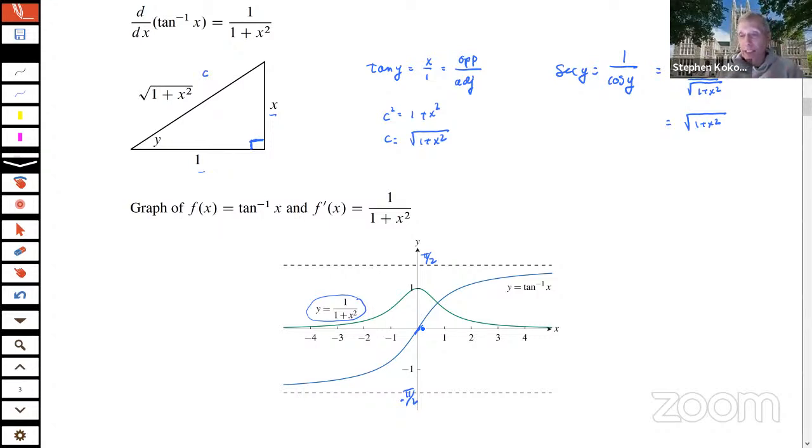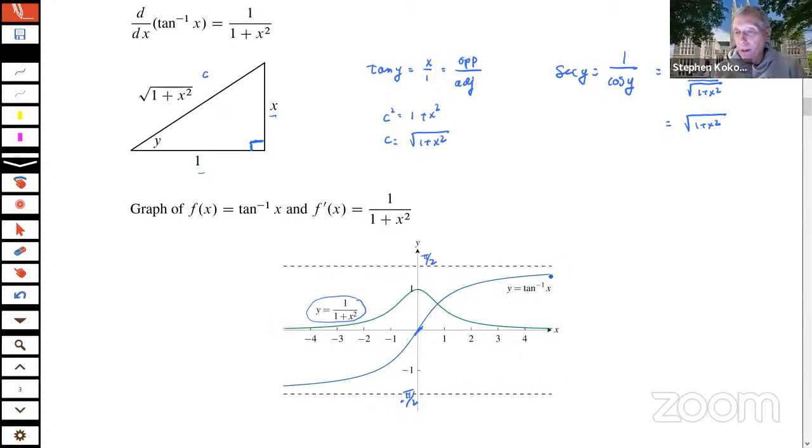That seems reasonable. As we keep moving left to right, as x increases without bound, this curve gets flatter and flatter. Its derivative gets smaller and smaller, closer to 0. So I'm feeling pretty good about this one.